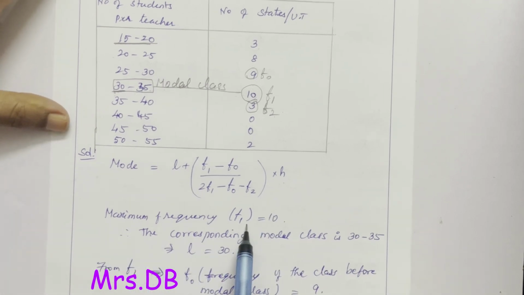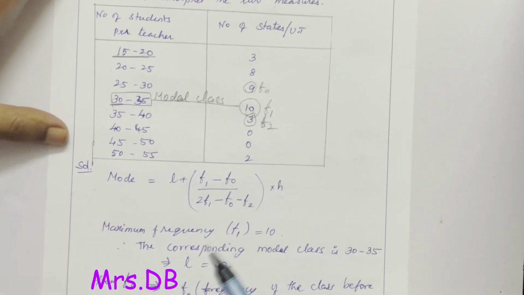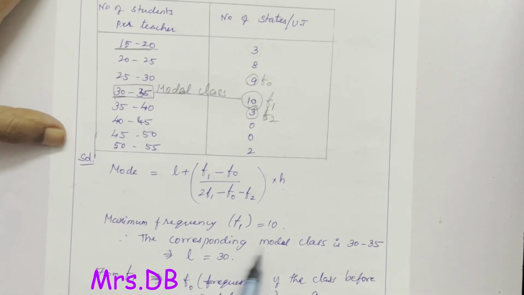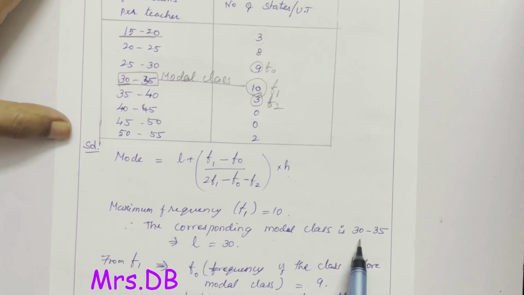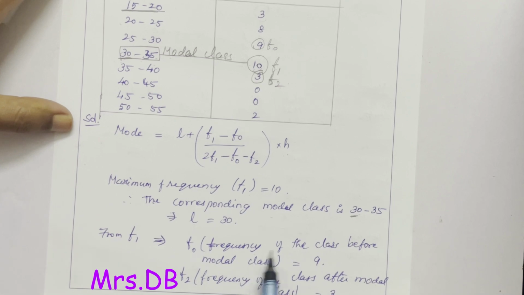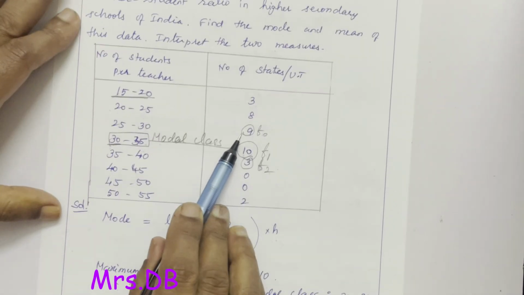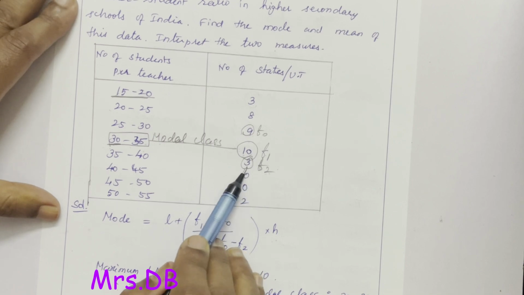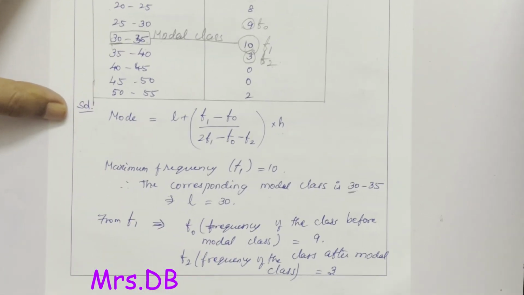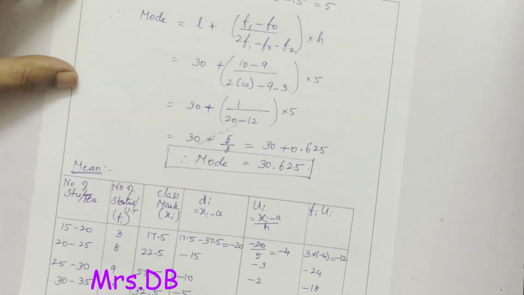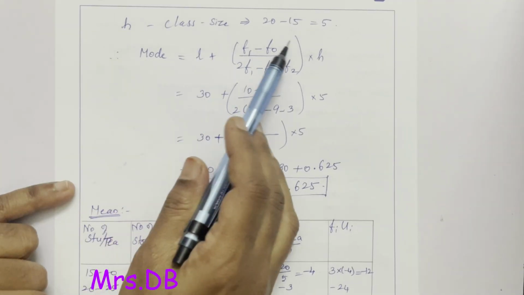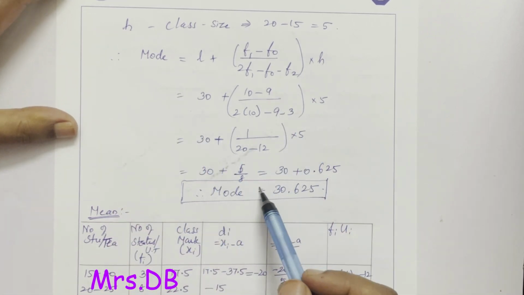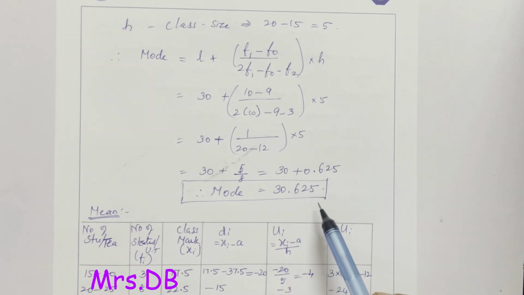Okay, the maximum frequency is 10, that is F1. The corresponding modal class is 30 to 35, written here. So the lower limit of the modal class is 30. Frequency of the class before the modal class is 9. And frequency of the class after the modal class, F2, is 3, written here. We can substitute all the values in the formula, with H equal to the class size, and we get mode equal to 30.625.